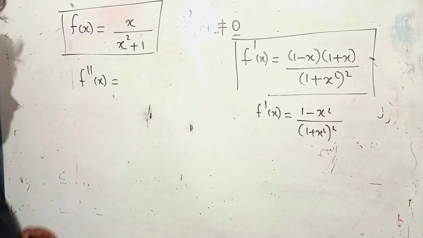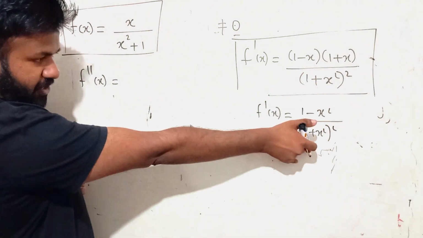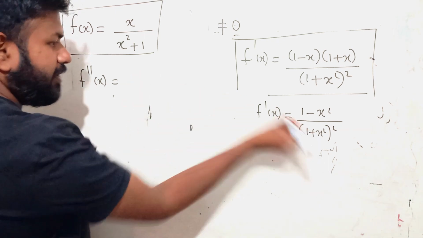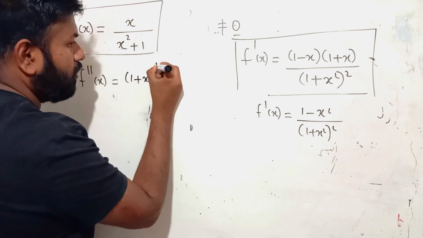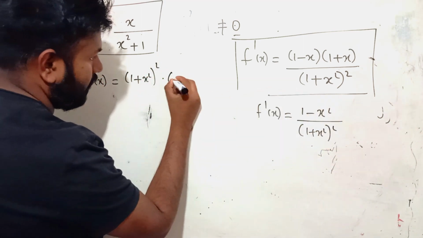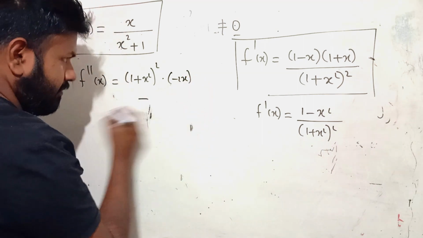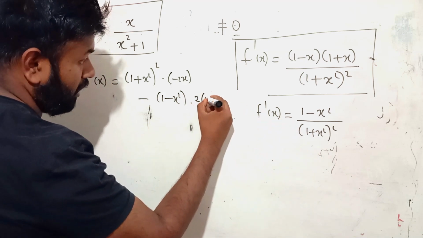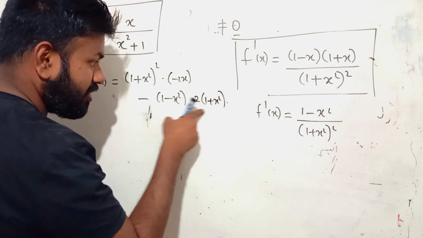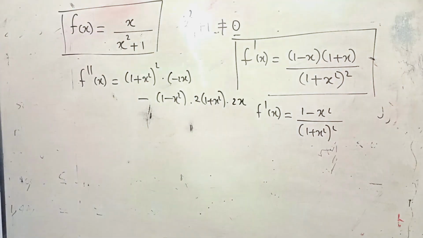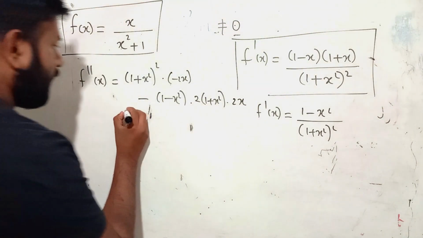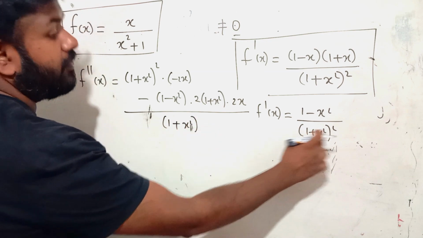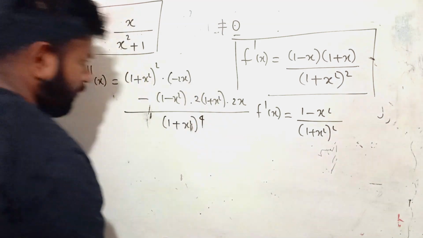If you differentiate this one, it is again a u over v function, so you differentiate like any other rational function. So it is (1 plus x squared) whole squared into the differentiation of this function, that is minus 2x, minus (1 minus x squared) into the differentiation of this one, which is 2 times (1 plus x squared) into 2x, divided by the square of (1 plus x squared) whole squared.